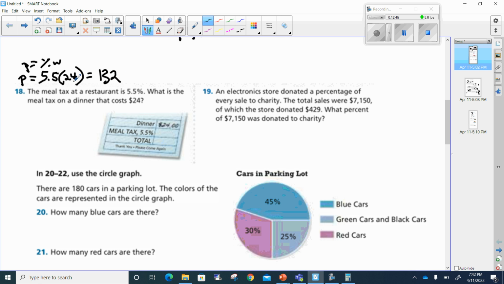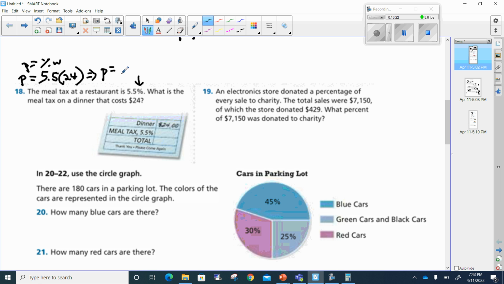So now that it's 132, I have to remember they're asking what is the tax on the dinner. This was a percent over here. Oh, wow, I almost forgot about that. We have to move that decimal over twice. Let me correct what I did here. I don't want to steer you wrong. Because this was a percent sign, don't forget that. Before I'm allowed to use it, I have to move that decimal over twice.